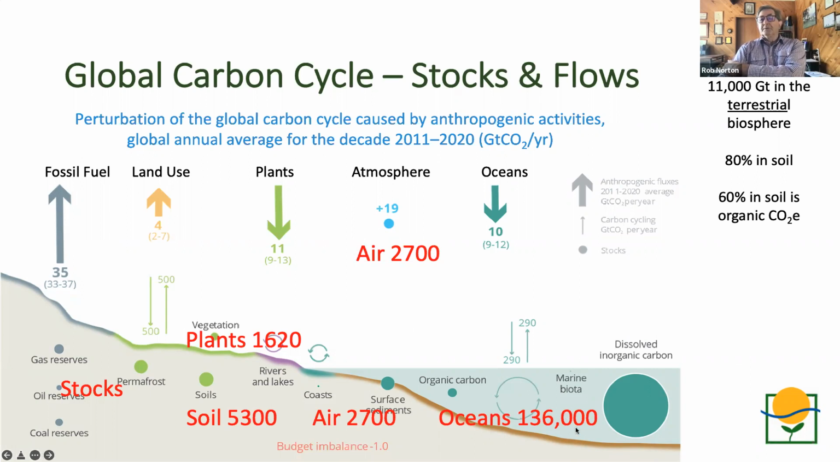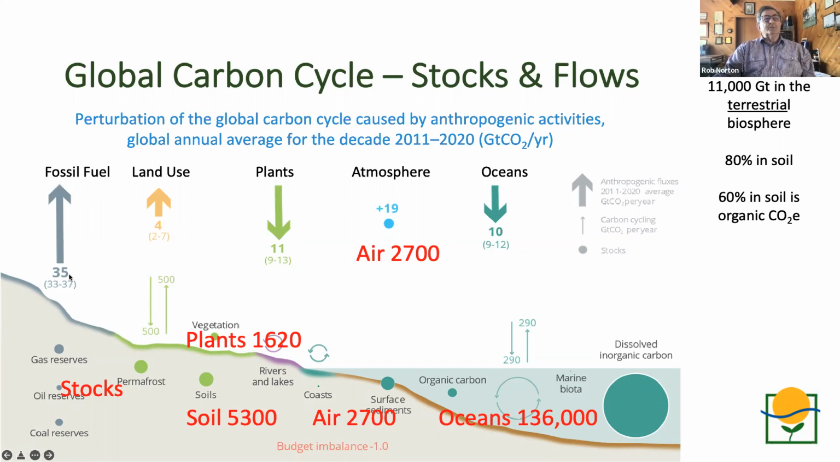But the oceans have a whole lot of carbon dissolved in them, present as sediments. And it's about 136,000 gigatons of carbon dissolved. And that's the sort of size of the banks. But what's important to understand with what's happening with the carbon cycle is the fluxes or the flows, what's happening in and out of those pools.